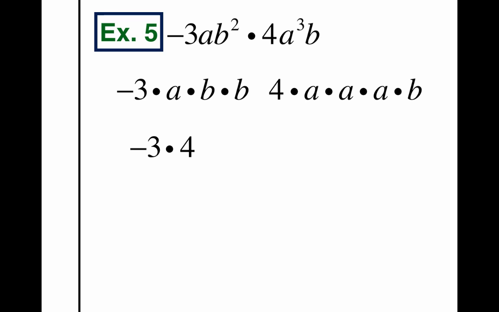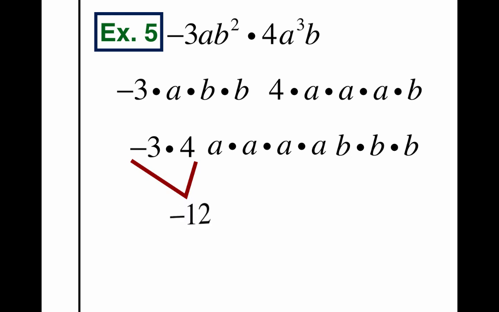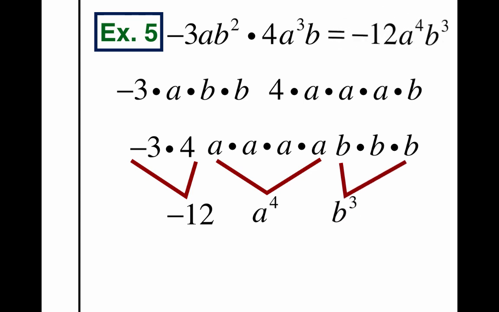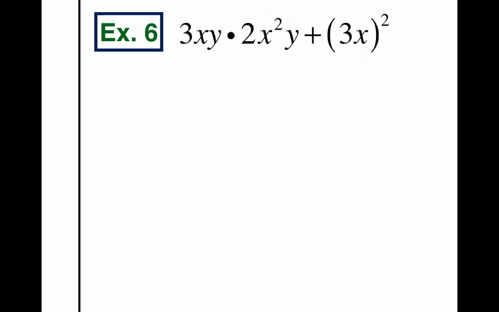How many a's do you see? I see a and then a times a times a. So we're going to put all the a's together, and then we're going to put all the b's together, b times b times b. And then we clean it up. 3 times 4, we're going to have a negative 12. Looks like we've got 4a, so a to the fourth. And looks like we have 3b, so b to the third. So our solution, our simplified answer, is negative 12, a to the fourth, b to the third. And that's our simplification. Okay, let's try another one. Example 6.